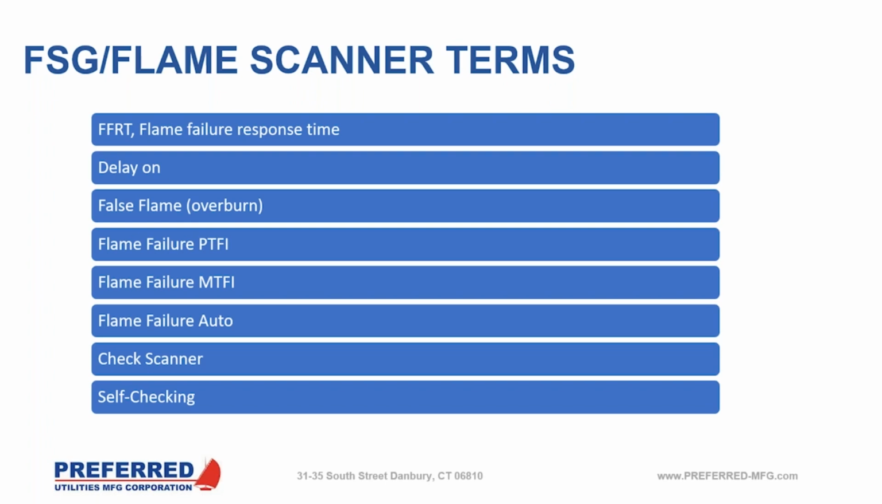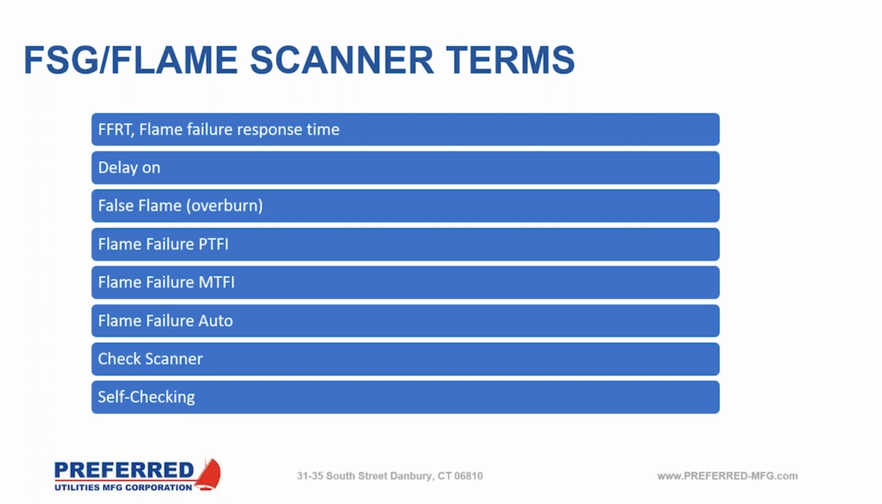So another term is delay on. Now this will be more applied usually to smart scanner applications, but what you can do is actually set a time period in there where it will not recognize the flame until the flame has been present at a certain level for a certain number of seconds, or maybe only 1 second. But that's a term that's being used more and more also.